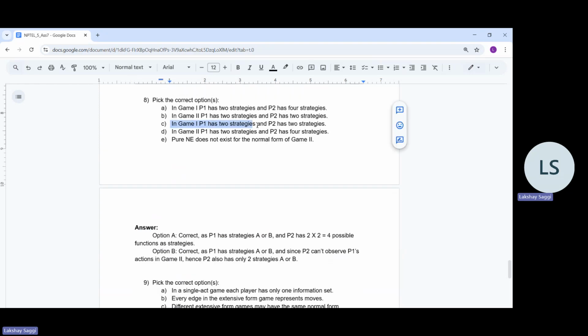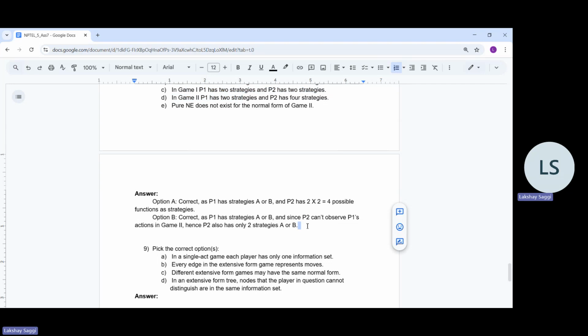So now, in game one, options A and B are correct. This directly rules out options C and D, that P1 has two strategies and P2 has two strategies in game one, or something like this. So options C and D are incorrect.